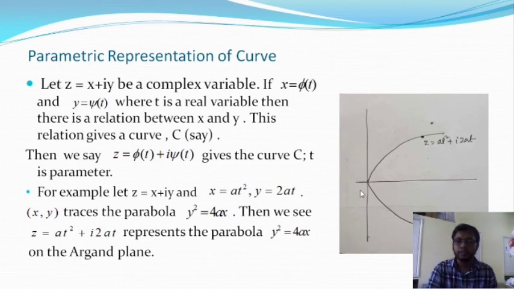Similarly, a similar thing will happen when we put x is equal to a sec t and y is equal to b tan t. In this case, Z is equal to a into sec t plus i into b tan t, and this represents the hyperbola in the Argand plane.